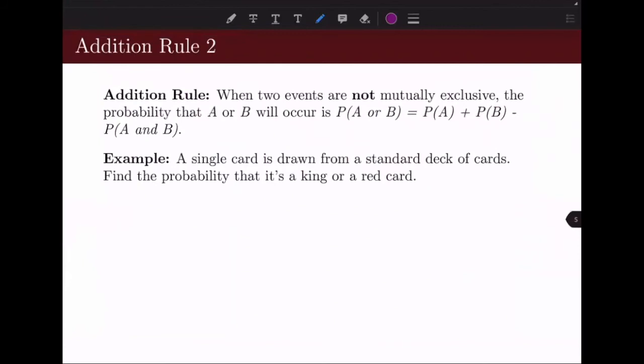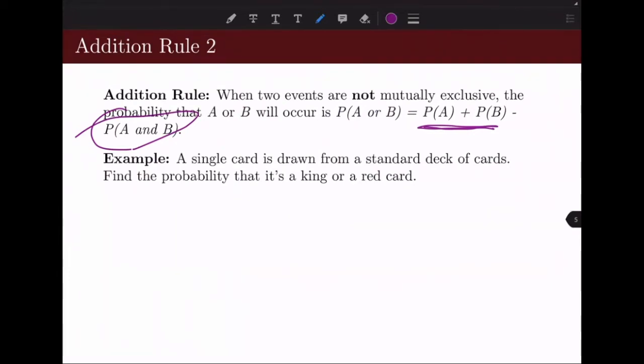The second addition rule is for when events are not mutually exclusive, so when you have overlapping events. That is when you still add the probabilities, but you subtract their intersection. So you subtract the cases where they happen at the same time. The example is a single card drawn from a standard deck. Find the probability that it is red or a king.